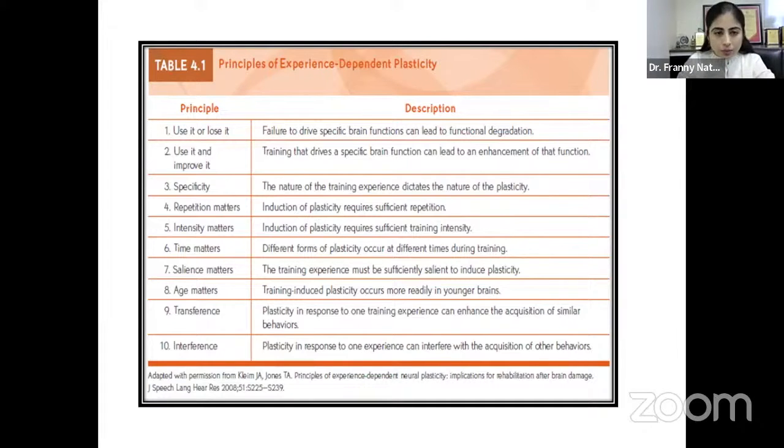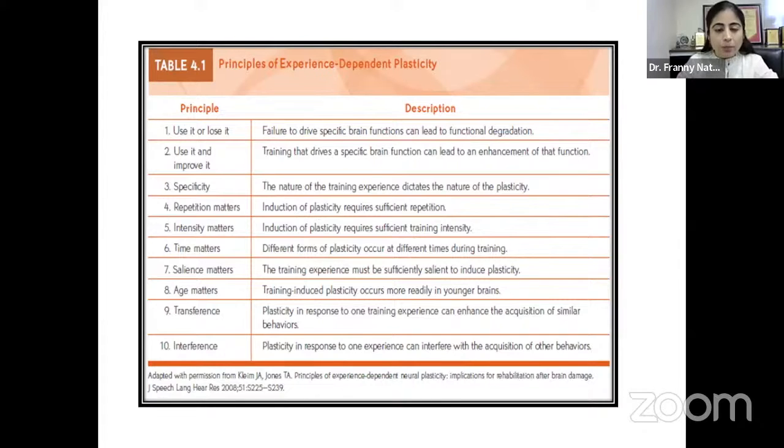We come to the third principle, that is specificity. So the nature of the training experience dictates the nature of plasticity. That means a specific form of plasticity will require a specific form of exercise. Simply repetitions of exercises that do not make any sense to the patient or are not salient would not really help in neuroplasticity. So it basically has to be activities that are very specific.